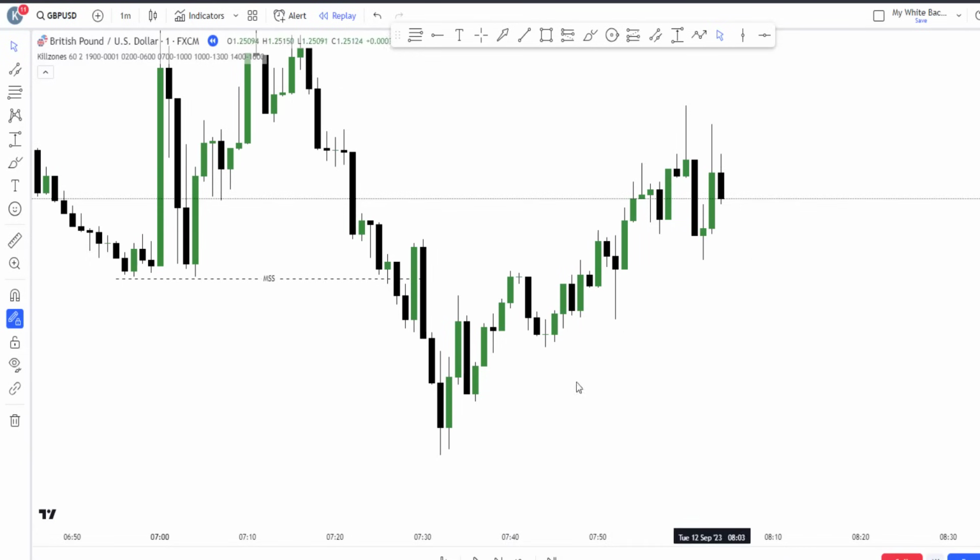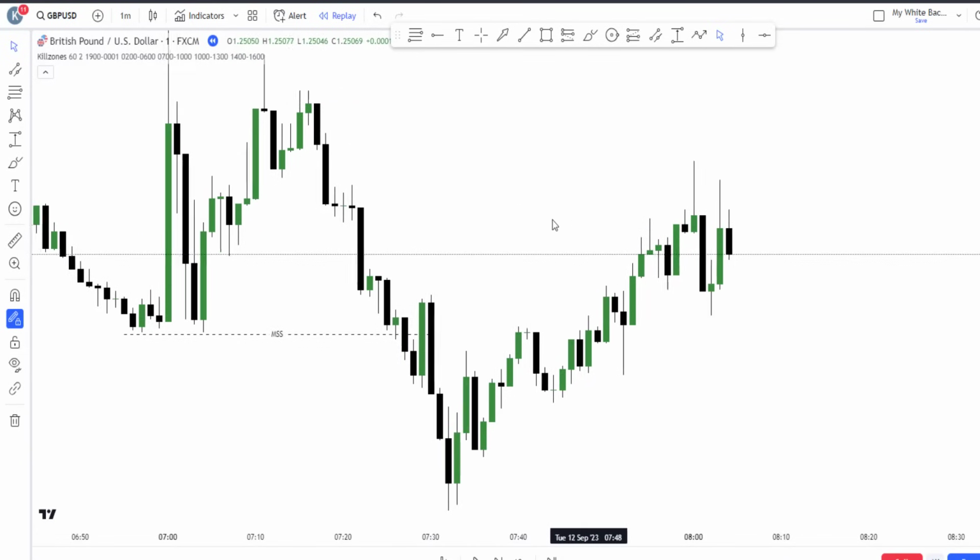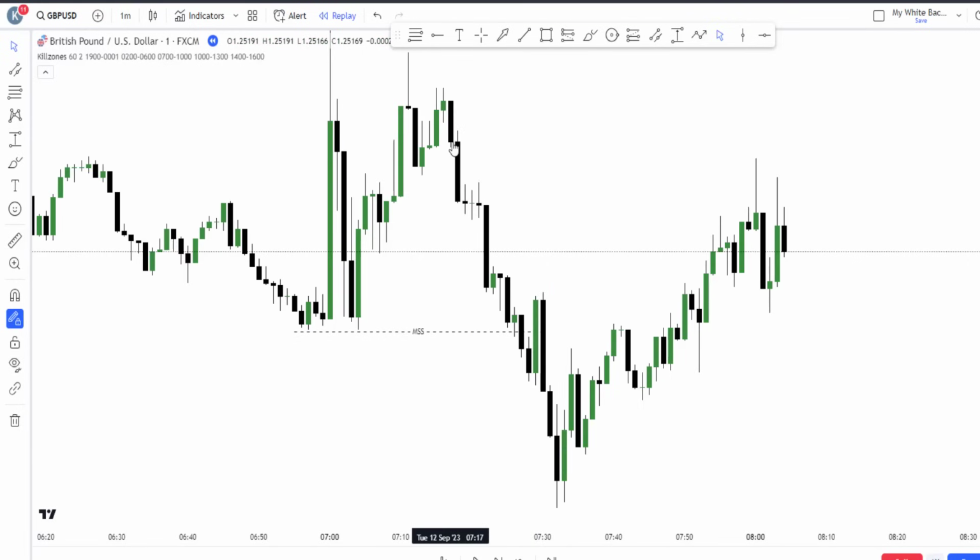Can you see? Price is moving higher high, higher low, higher high, higher low, higher high, higher low, knowing full well that price is reaching out for that 5 minute fair value gap. I deleted it, but you're supposed to see it. It's somewhere around here. The 5 minute fair value gap.